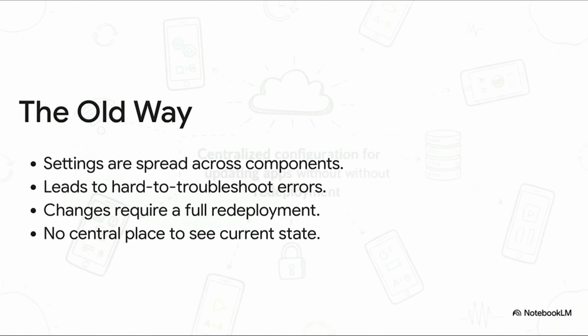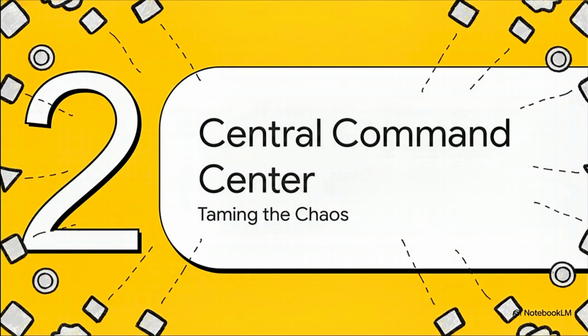But the worst part, the absolute worst part, is that changing something simple, like a welcome message, means you have to do a full, high-stakes redeployment of the entire application. It's just so slow, it's inefficient, and honestly, it's just plain dangerous. So how do we fix this mess? How do we tame the chaos?